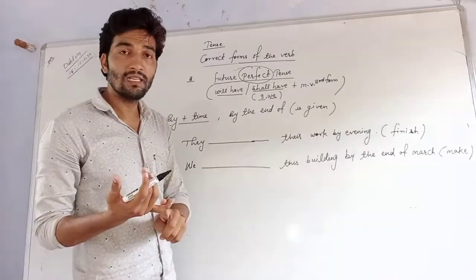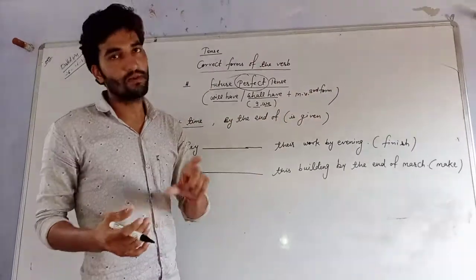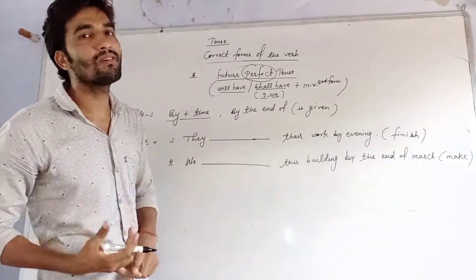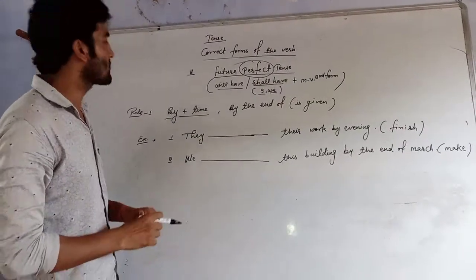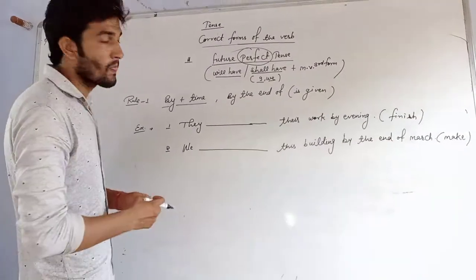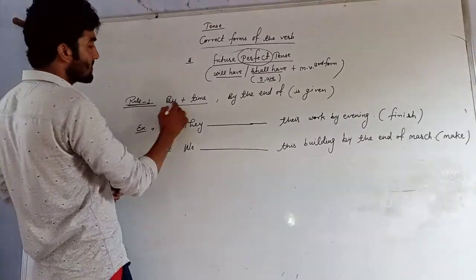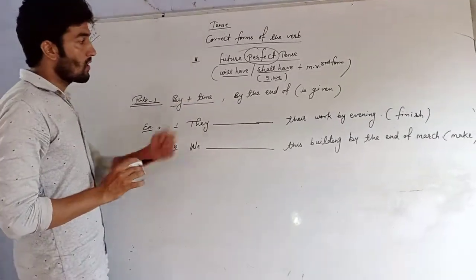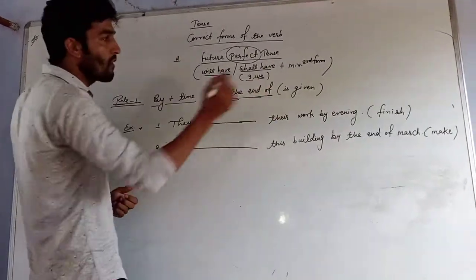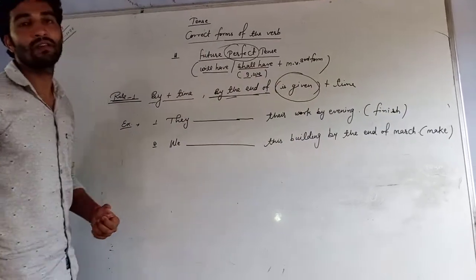plus ing, and you can also say fourth form of verb with continuous tense, because first form of verb plus ing is called the fourth form of the verb. So how to do future perfect tense in a sentence? Look at the rule first. Rule first tells: by plus time or by the end of plus time is given.